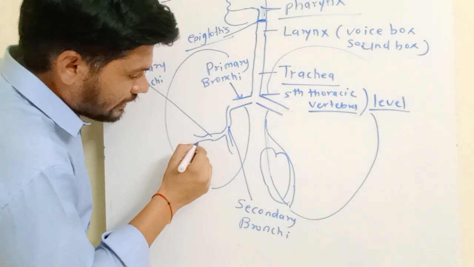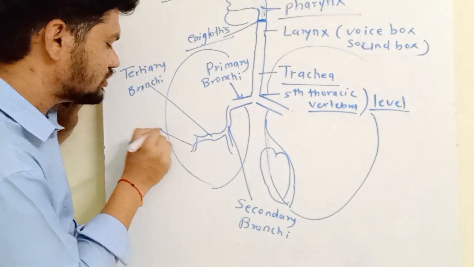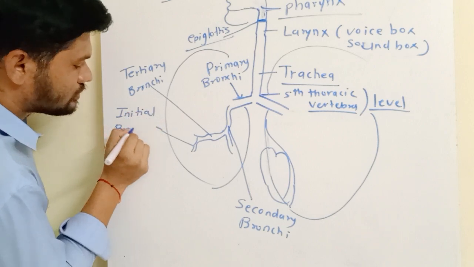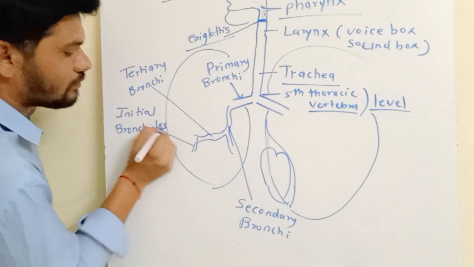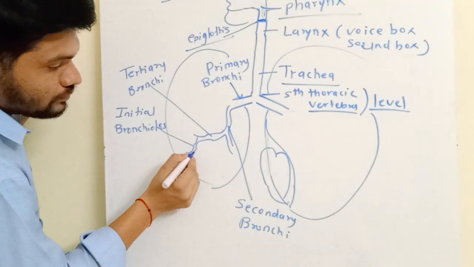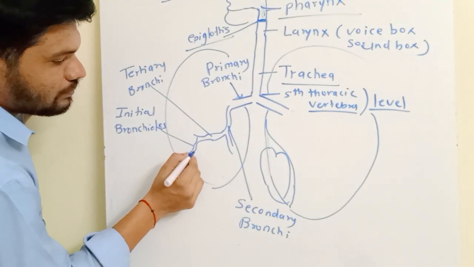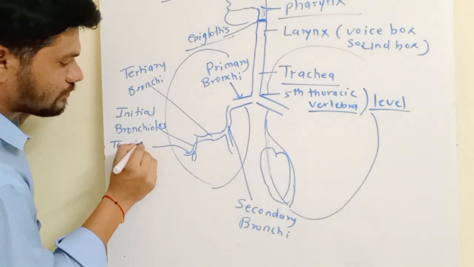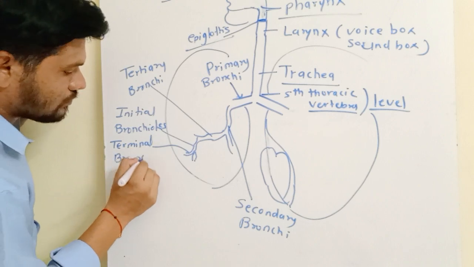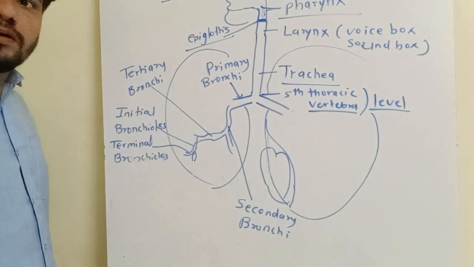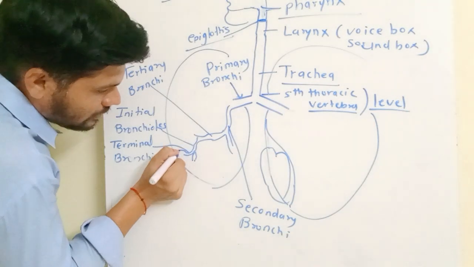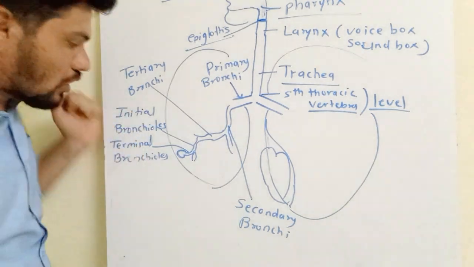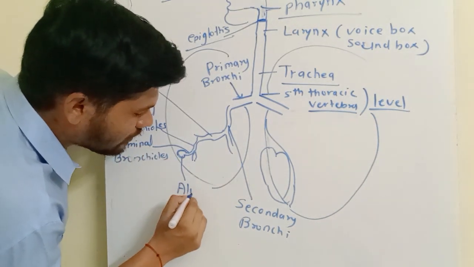Tertiary bronchi lead to initial bronchioles. This is initial bronchioles. And then initial bronchioles lead to the terminal bronchioles. Then terminal bronchioles lead to small vascularized bags or balloon-like structures called alveoli. This is alveoli.